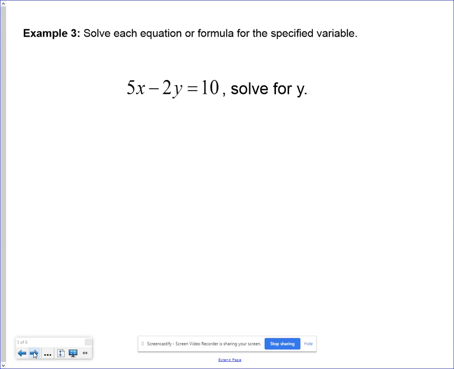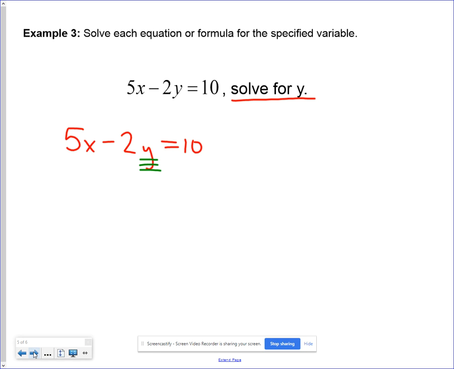All right, let's try another one here. We have 5x minus 2y is equal to 10. It says solve for y. So we're trying to get y by itself. So again, if you don't know how to start it, just replace the variables that you're not trying to solve for with numbers and then solve it from there. But eventually I would like for you to be able to not do that step. But if you have to do that step, that's fine.